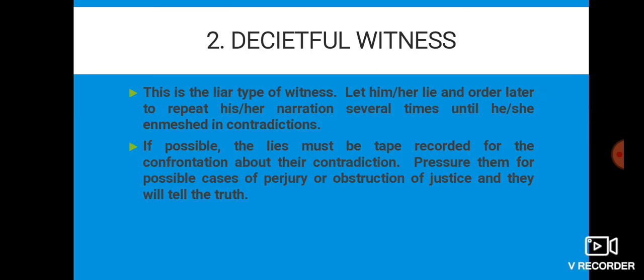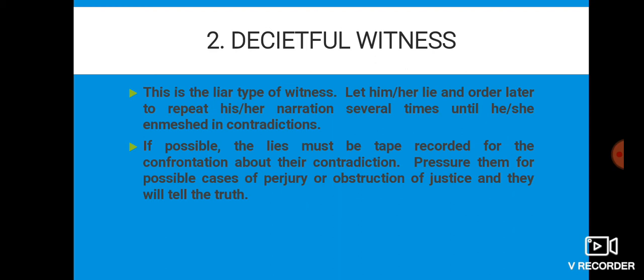deceitful witness. This is the liar type of witness. So let him or her lie in order to later repeat his or her narration several times until he or she is enmeshed in contradictions. If possible, the lies must be taped or recorded for the confrontation about their contradictions. Pressure them with the possible cases of perjury or obstruction of justice, and they will tell the truth.